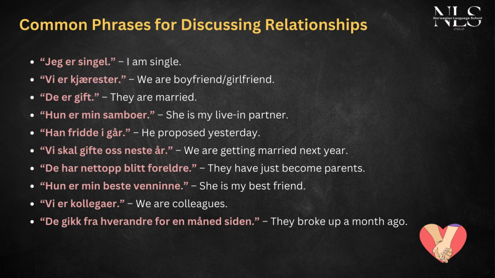To help you discuss relationships in Norwegian, here are some useful phrases. Jeg er single. I'm single. Vi er kjærester. We are boyfriend, girlfriend. De er gift. They are married. Hun er min samboer. She's my living partner. Han fridde i går. He proposed yesterday. Vi skal gifte oss neste år. They are getting married next year.